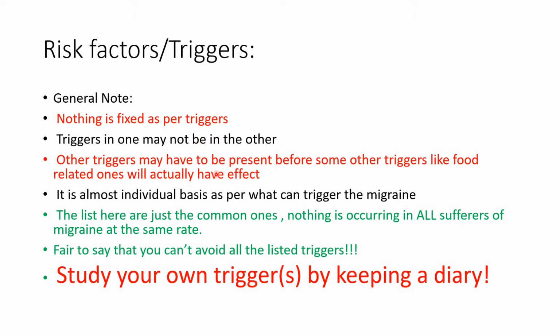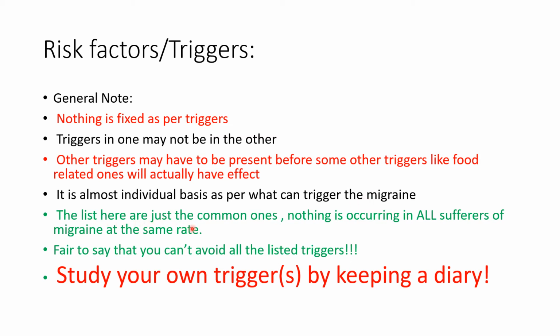Other triggers may have to be present before some other triggers, like food-related ones, will actually have effect. Is that making any sense? Okay. Well, let me say some risk factors will have to be on ground before certain triggers can actually tilt the individual to a migraine attack. It is almost on an individual basis, meaning whatever can trigger migraine in A may not trigger migraine in B, and what can trigger migraine in B may not trigger migraine in A. Let's get that clear, please.